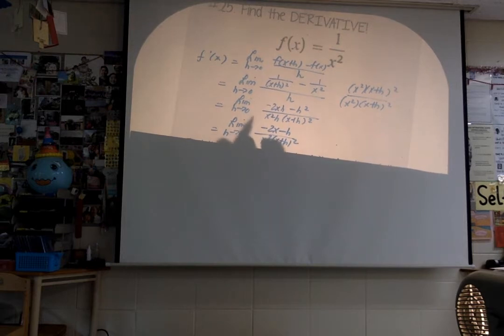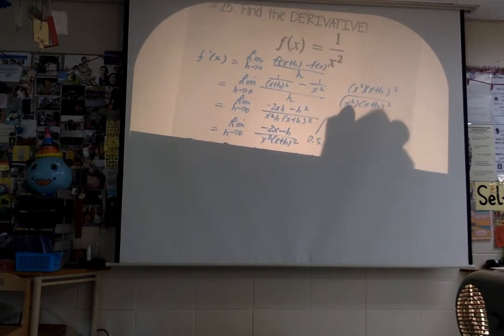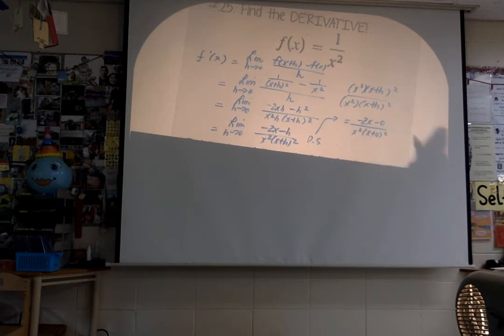Now we're going to take the limit. We've done as much as we can. Now we do direct substitution. So here's what I end up with. I'm going to take the limit as h approaches 0. So I'm going to go negative 2x minus 0 all over x squared, x plus 0 squared. And what do I end up with? Negative 2x over x to the 4th. But x goes away, so I'm left with the ultimate answer of negative 2 over x cubed.